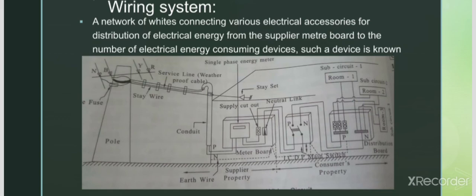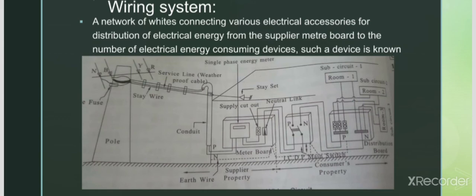The mains, that is the phase and neutral, are taken from the energy meter and are controlled by means of a neutral linked iron clad double pole main switch. After passing through the ICDP switch, the wires go to the distribution board. From the distribution board, the power is again distributed to various sub-circuits, and a separate phase and neutral is taken for each sub-circuit. According to the Indian standards, the maximum number of points of lights, fans and 5 ampere socket outlets that can be connected in one sub-circuit is 10.